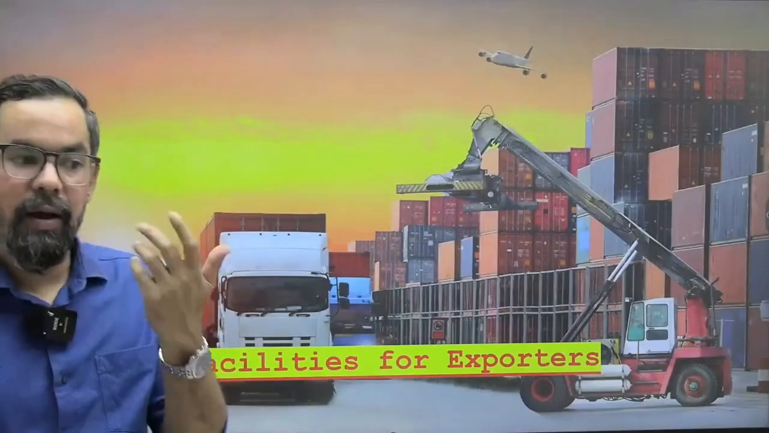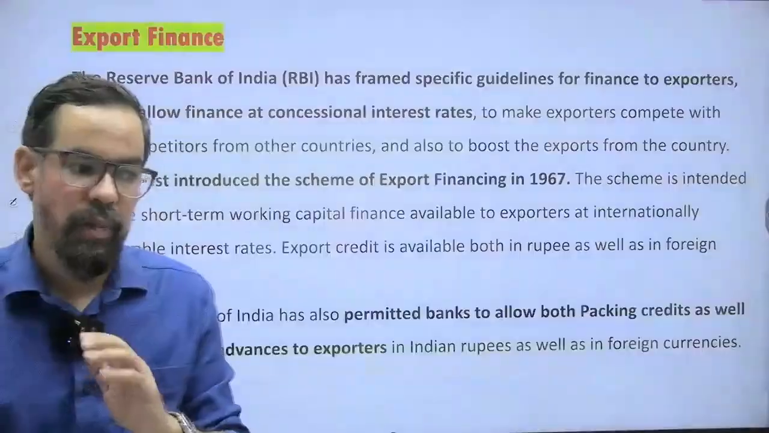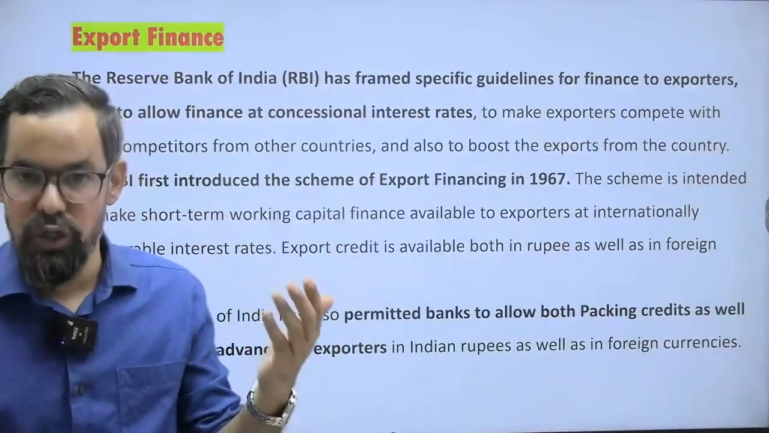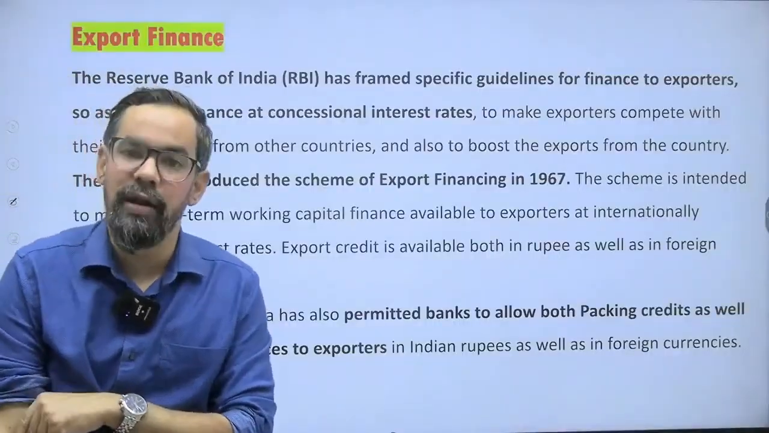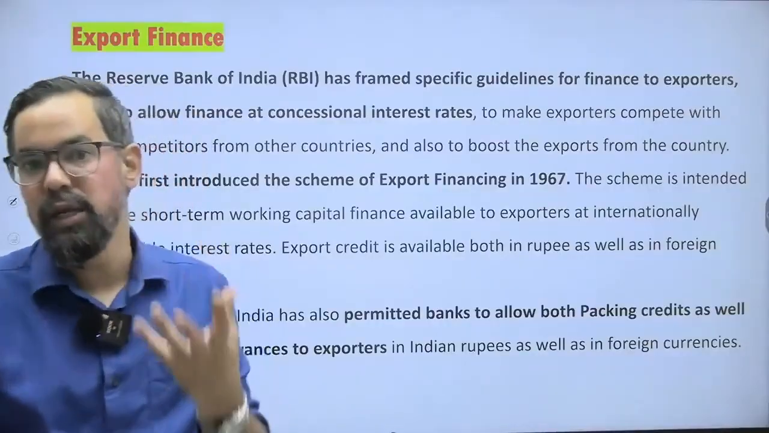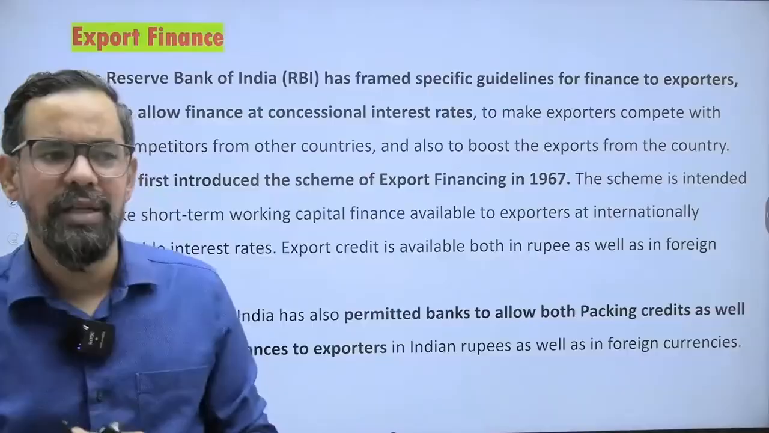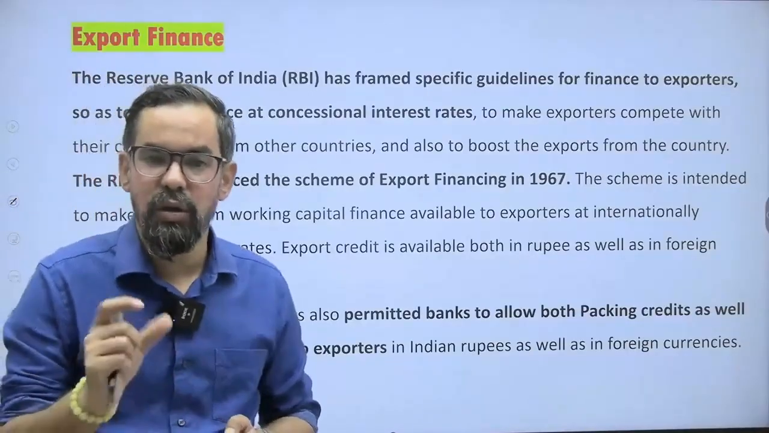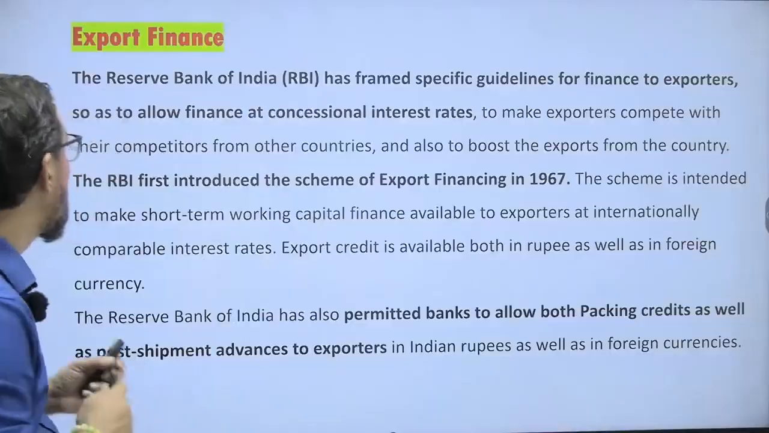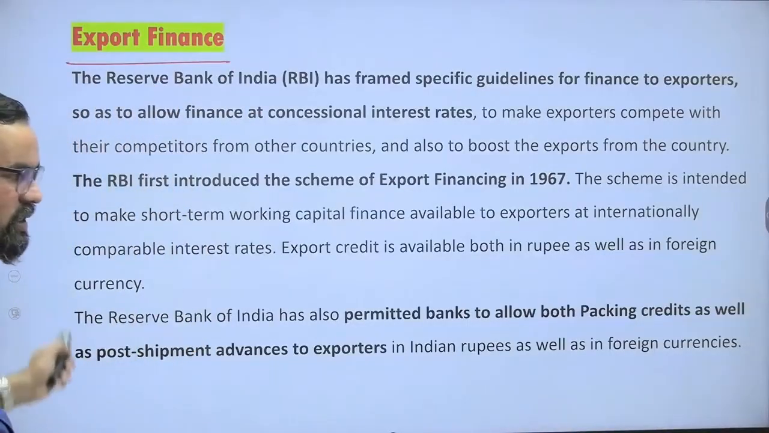Basically, credit facilities for exporters. So we have pre-shipments and we have post-shipments. Two types of facilities are there. Pre-shipments, where the credit facilities are generally provided for up to 90 days. These are related to packaging and all, so they are also known as packing credits. So export credits, this is the basic thing.